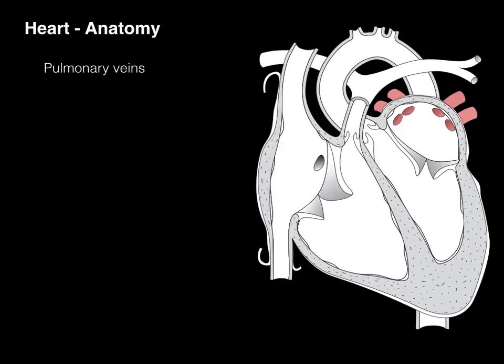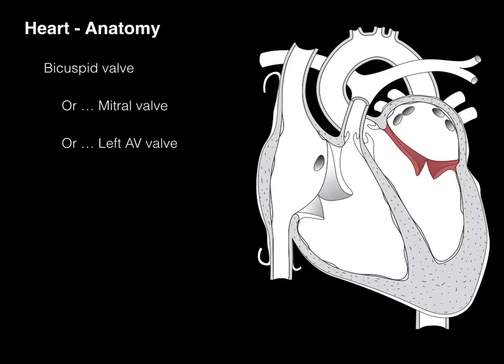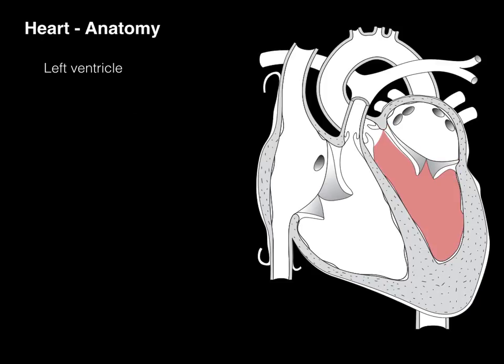These four pulmonary veins, 2 on each side, dump their oxygenated blood into the left atrium. And the left atrium then delivers the blood through the bicuspid valve. It's also called the mitral valve, or the left AV valve, too many names, into the left ventricle. And the left ventricle is now going to send the blood to all tissues of the body, heart, systemic, and so forth.